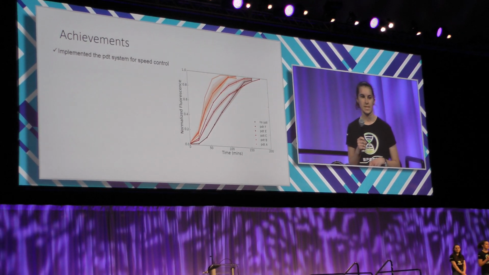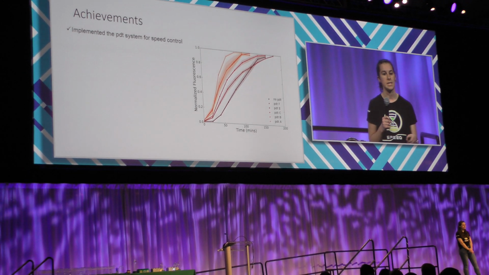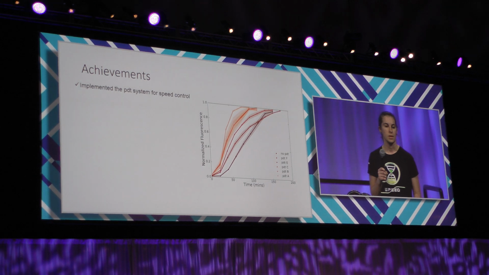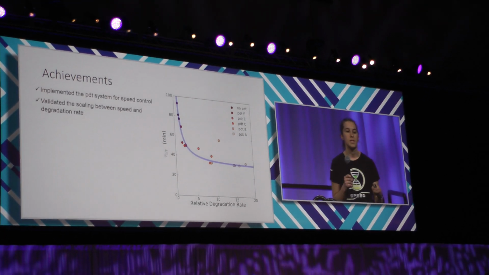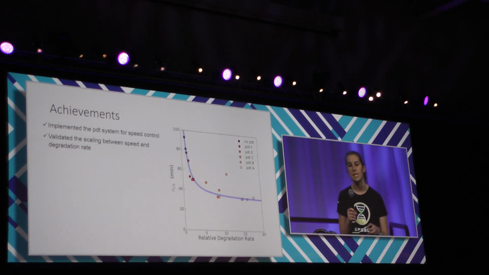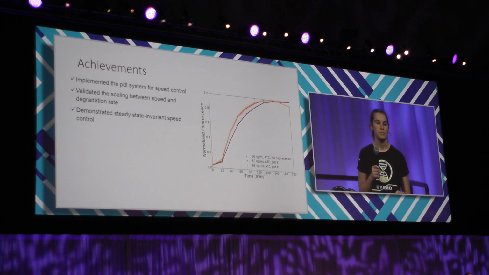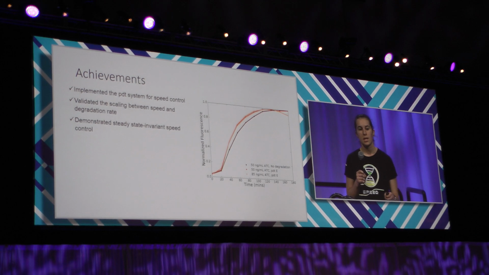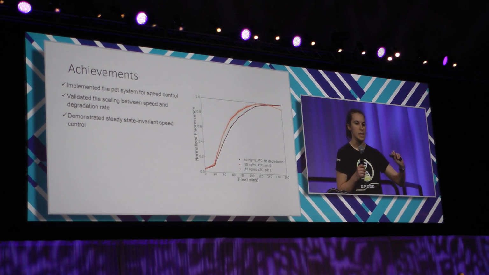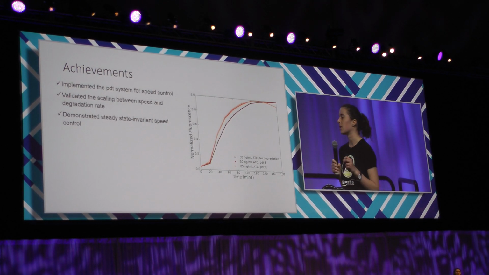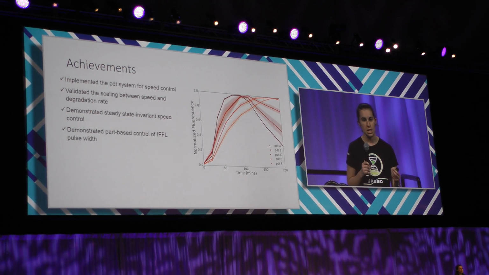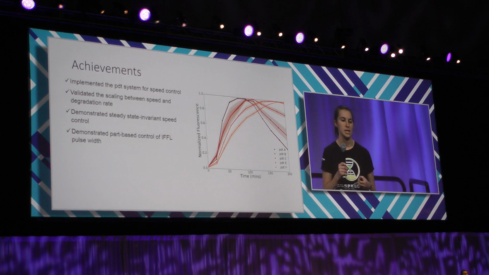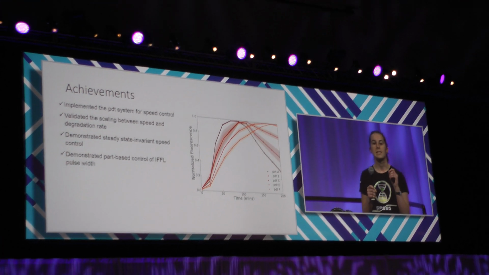So, for our achievements this year, we implemented the PDT system for speed control. We performed what we believe is the first experimental validation of the scaling between speed and degradation rate. We showed that we can control speed independent of other gene expression properties. We showed that we can change the dynamical properties of circuits by simply swapping out a single genetic part.